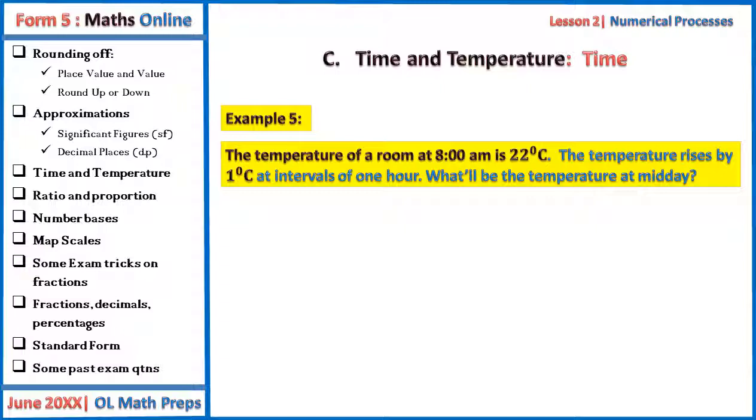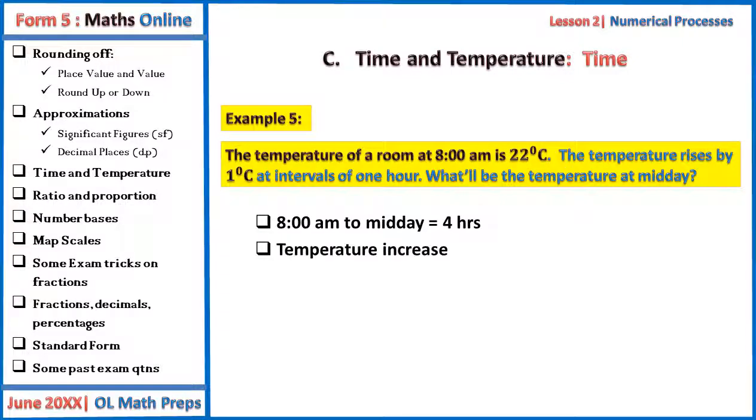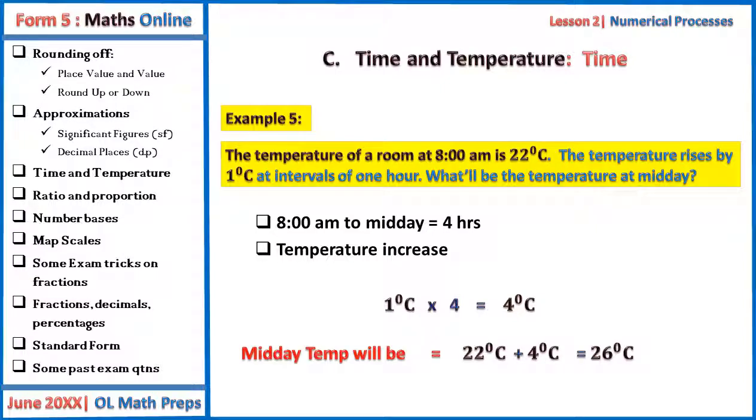Knowing the temperature at 8 a.m. is 22 degrees Celsius, from 8 a.m. to midday, we have 4 hours. And these 4 hours will correspond to a rise of 4 degrees Celsius, since each hour corresponds to 1 degree Celsius. And since the temperature is rising, the new temperature will be 22 degrees Celsius plus 4 degrees Celsius, giving us 26 degrees Celsius.